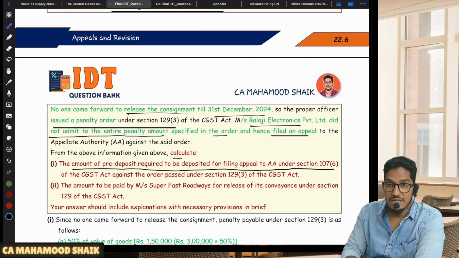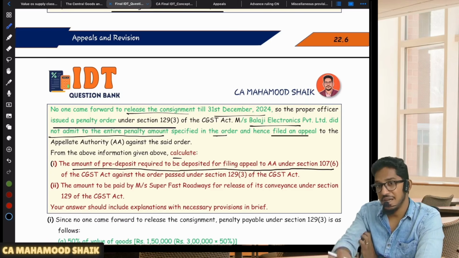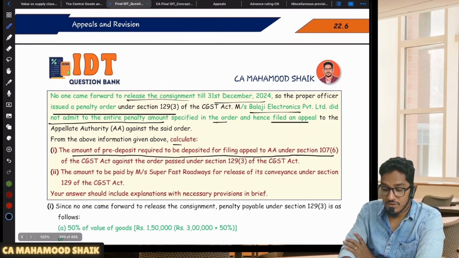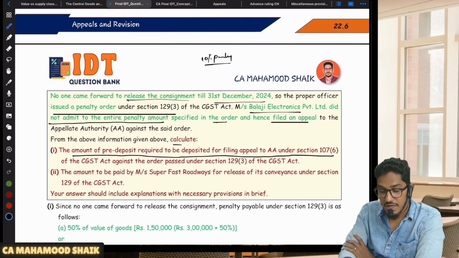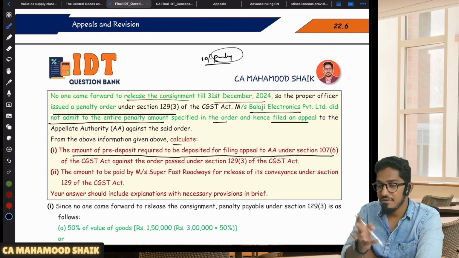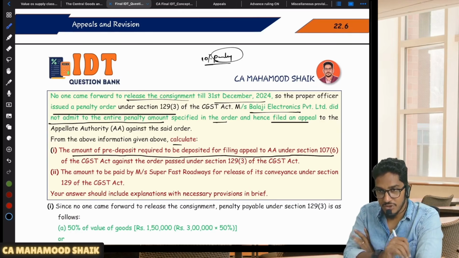They're asking you to calculate the pre-deposit. Now this is a penalty order. To calculate, we know that in case of penalty order, 10% of penalty you have to pre-deposit. Now in order to know that pre-deposit amount, first we should know penalty. See, they have given a combined question. Appeals and offences, both they have combined.